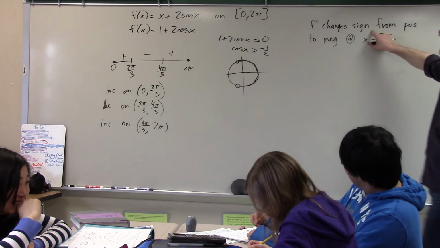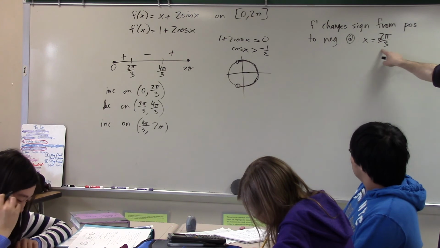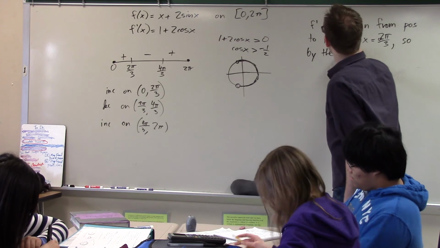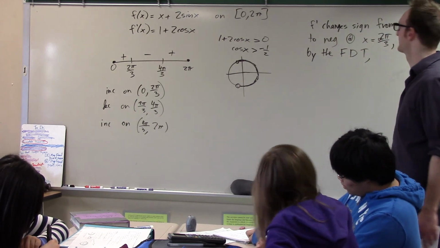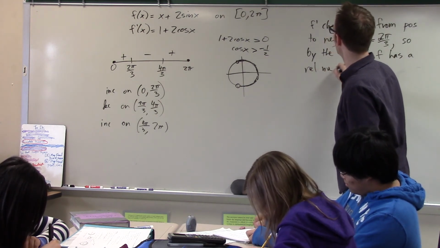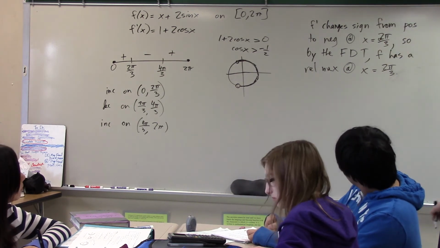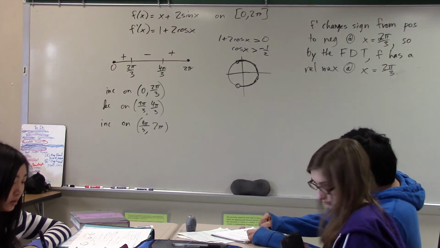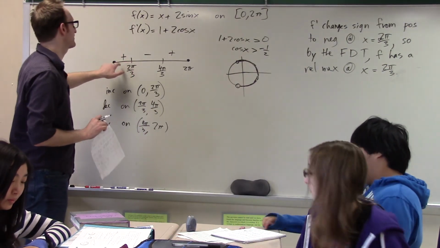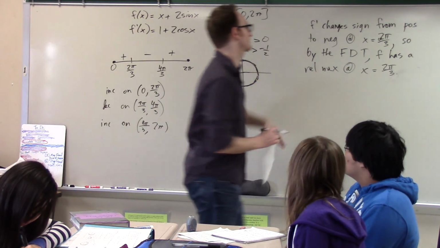Okay, f prime changes sign from positive to negative at x equals 2 pi over 3. So, by the first derivative test, f has a relative max at x equals 2 pi over 3. This is the magic sentence. It's not enough for the derivative to be 0. You have to mention that there is a change in the sign of the derivative. That justifies that there is a relative max.